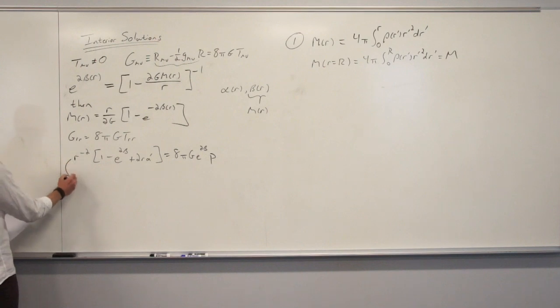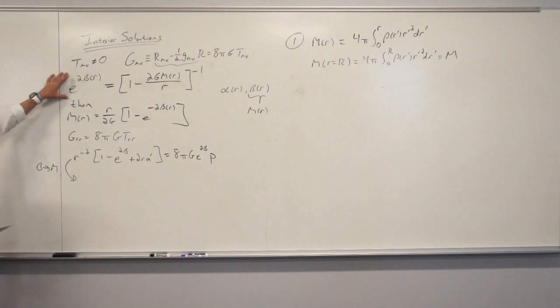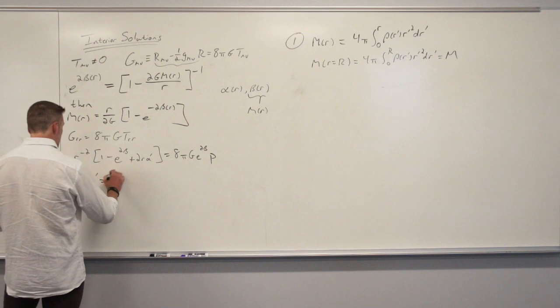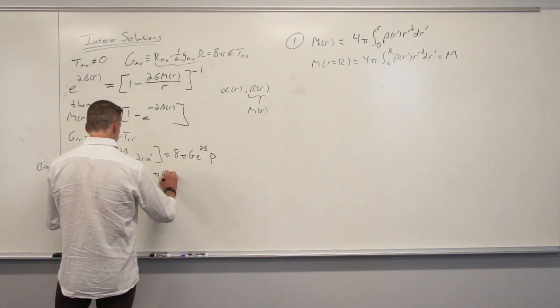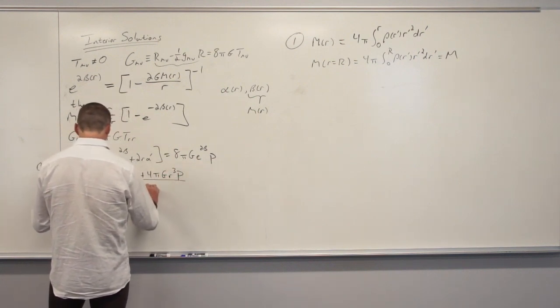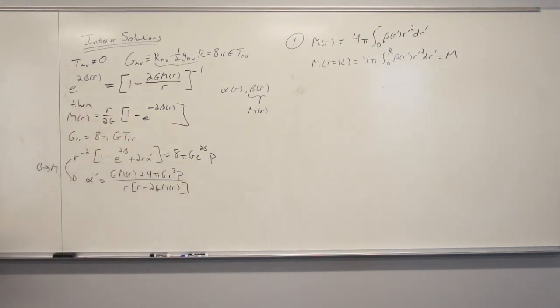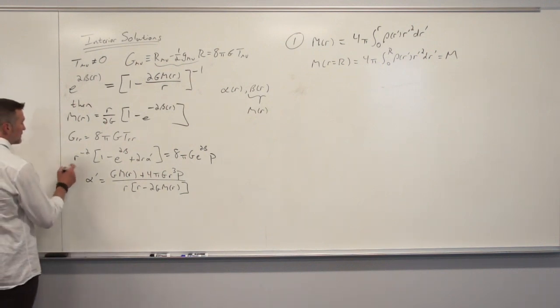And now what we can do is, again, instead of beta, write this in terms of m. So take this thing and plug it in everywhere. And then this equation becomes that the derivative of alpha is G times m of r plus 4 pi G r cubed P, over r times the quantity r minus 2G times the function m of r. Okay. Nothing inspiring about that. Can't really do anything to make it pretty. Sorry. We'll move on. I'm going to call that 2.